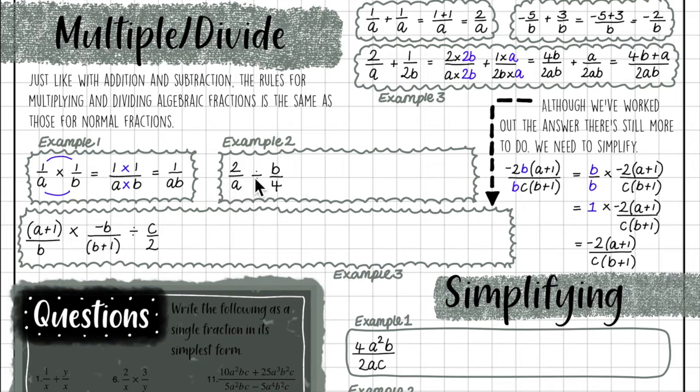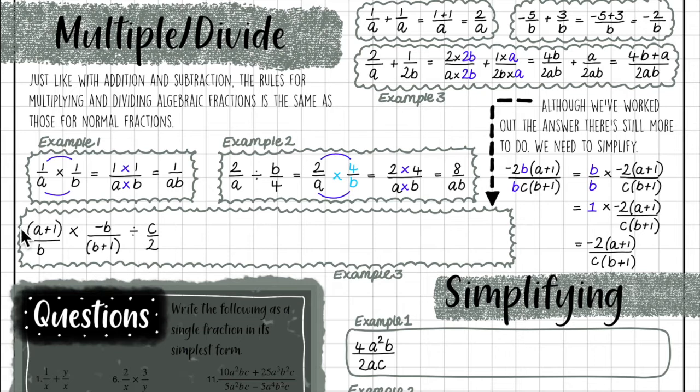Right, second example. We have 2 over a divided by b over 4. Just like with numeric fractions, when we see a division, what we do is we change this division to a times and we flip this latter fraction around. So this example can be written as 2 over a times 4 over b. So here the division has changed to a times, this 4 has become the numerator and this b has become the denominator. Now we know how to deal with this. This is easy. We times the numerators together and then we times the denominators together. Here are our lines to show that, and this becomes 2 times 4 over a times b, which can be written as 8 over ab.